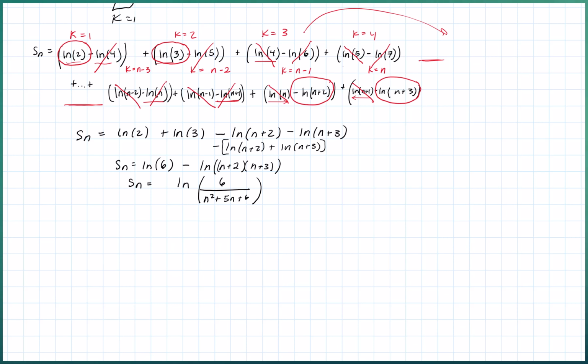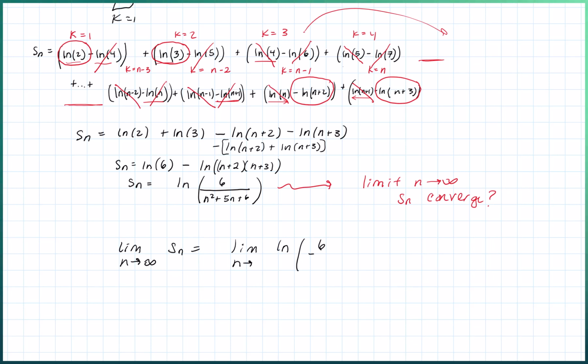So now that we've been able to write an explicit formula, now we want to take the limit as n goes to infinity to determine if S sub n converges. So that's the question. So let's do it. So what is the limit of the partial sums? Now that I have an explicit formula for the partial sums, used algebra to get that, what is the limit of that partial sum? 6 over n squared plus 5n plus 6.